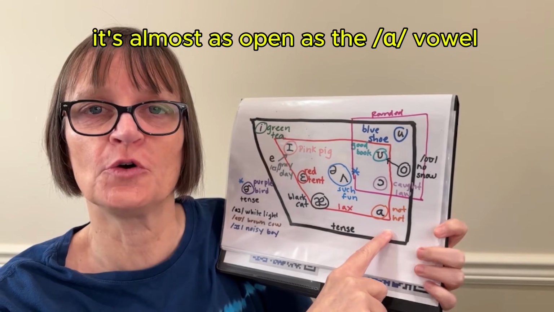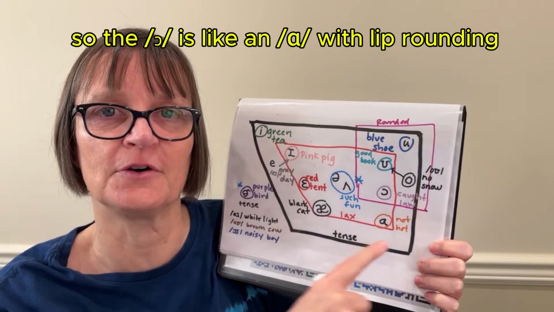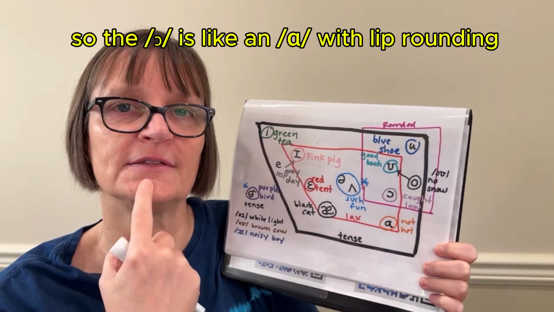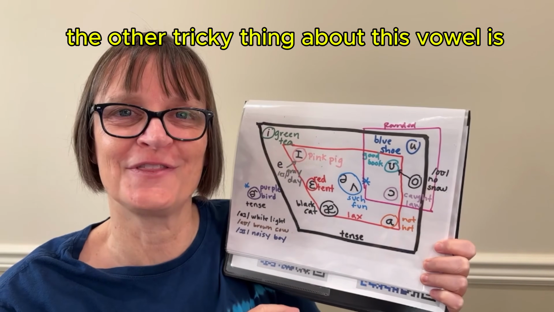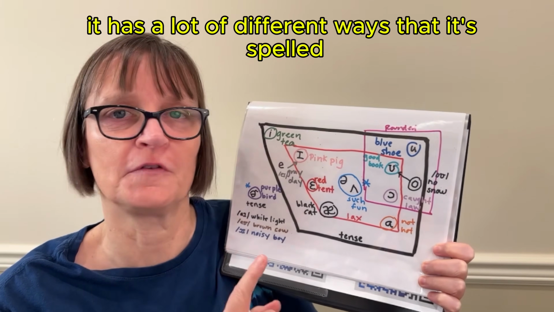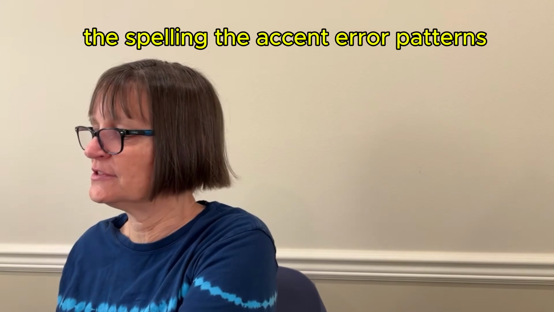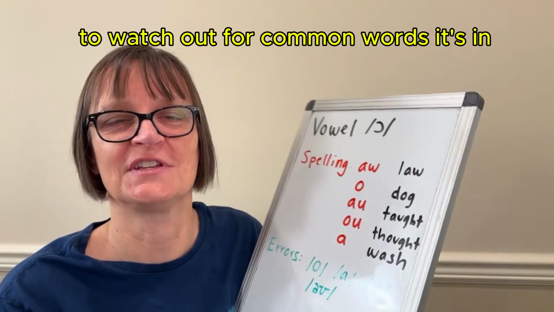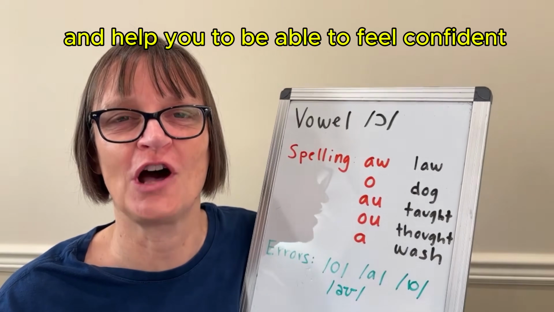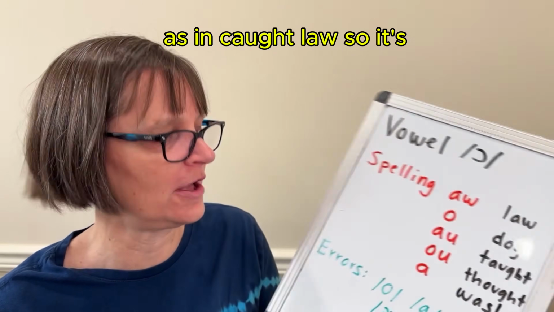Let's look at how to pronounce the vowel aw, as in caught, law. It's almost as open as the ah vowel, but it has some lip rounding. The other tricky thing about this vowel is it has a lot of different ways that it's spelled. So let's break it down. We'll get the sounds, the spelling, the accent error patterns to watch out for, common words it's in, and help you to be able to feel confident saying this vowel, aw, as in caught, law.